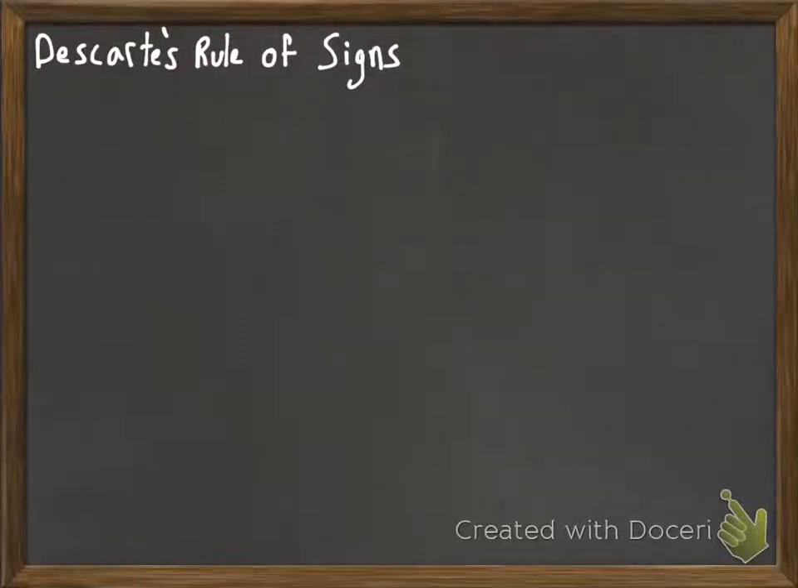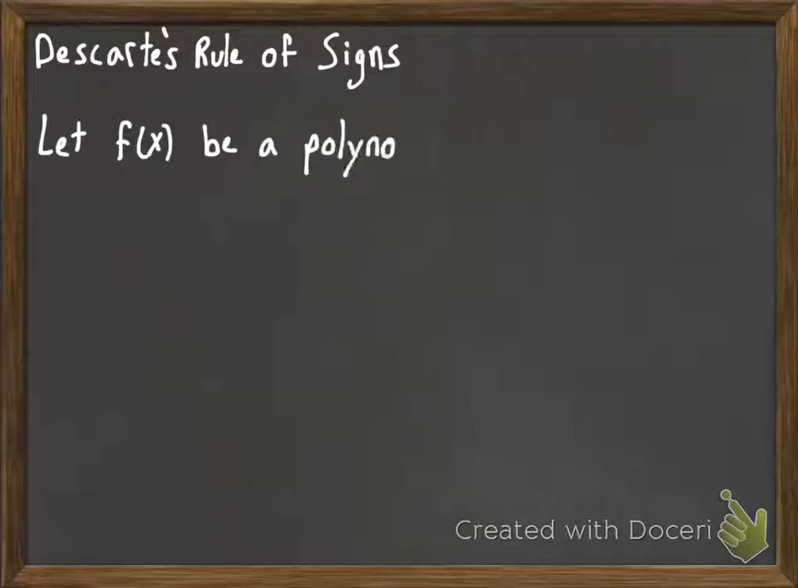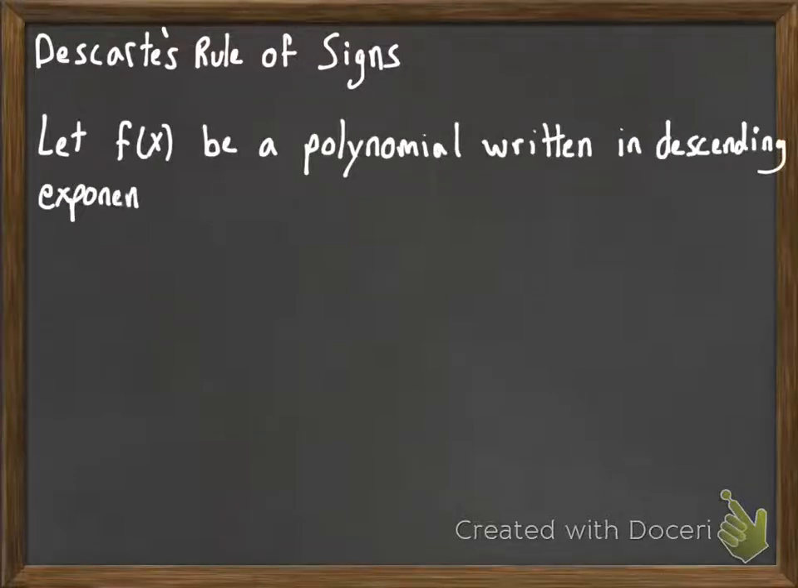In this video, we discuss something known as Descartes' rule of signs. This is actually a rule that allows us to determine the potential number of positive or negative real zeros. Before we can get into Descartes' actual rule of signs, we need to introduce a new idea.